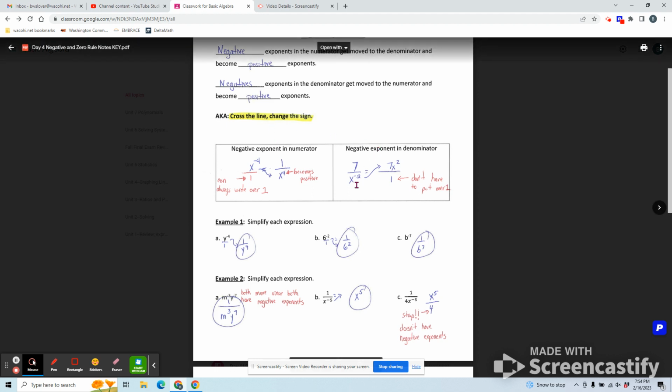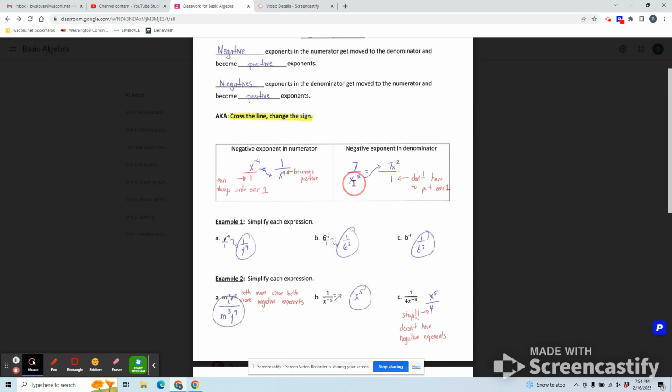Same thing here. I have a negative in the exponent. I have a negative in the denominator. So I am moving it from where it is up. Well, I cross that line so it becomes positive. So if you wanted to, you could put it over 1, but you don't have to. Now you may be thinking, well, Mr. Slover, what about that 7? That 7 doesn't have a negative exponent. If it doesn't have a negative exponent, it's not moving positions. It stays where it is. And we'll see that in the notes.